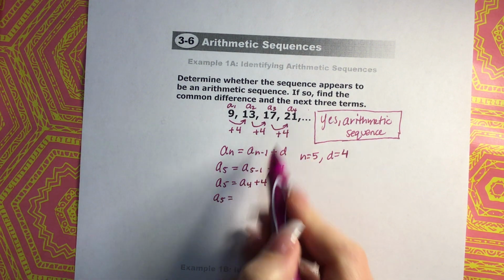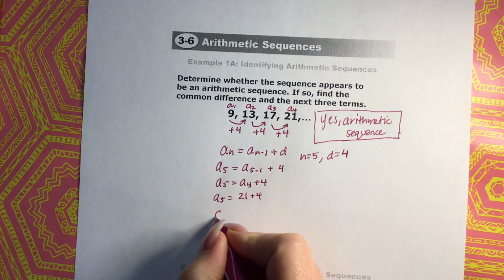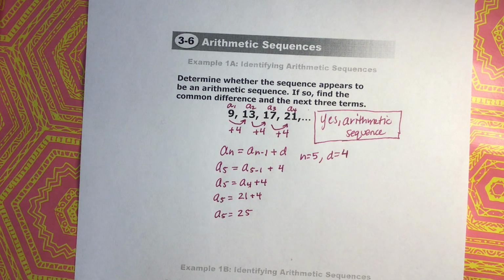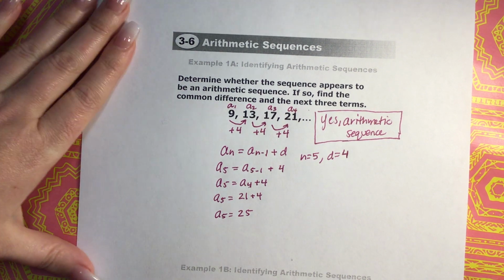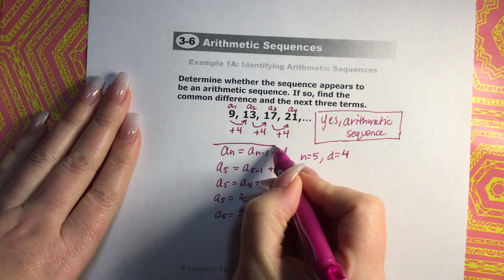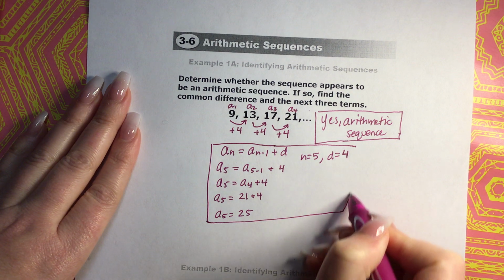So we substitute 21 in here for a sub 4. And then we get the next term, which would be 25. Okay? So that is the way that you would do it with finding a term in the arithmetic sequence.